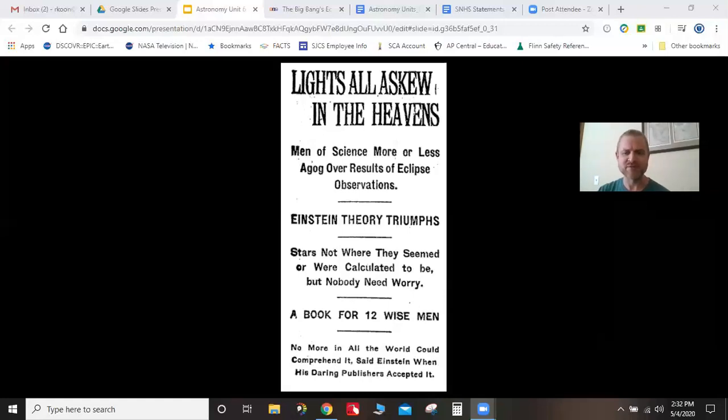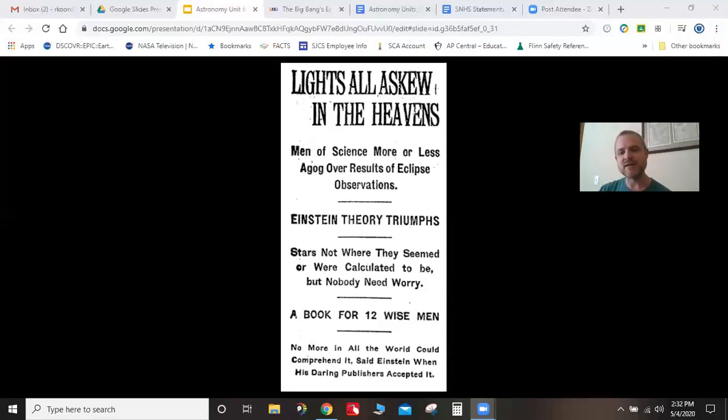I forget where it was visible, but it was a big deal because men of science, I'm sure there were some women there too, men and women of science more or less agog over results of eclipse observations, lights all askew in the heavens. Einstein's theory triumphs. Stars were not where they seemed or were calculated to be, but nobody need worry.